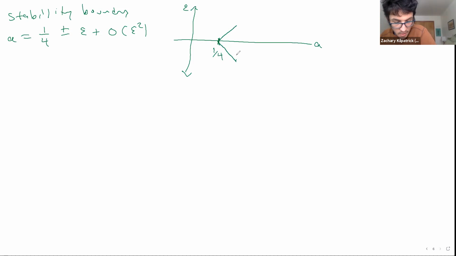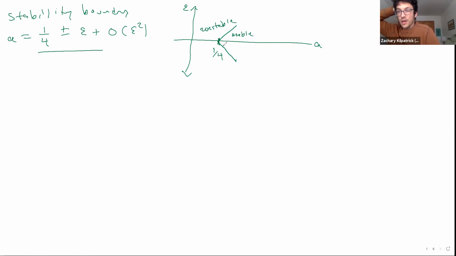Okay. So that means that as long as A is on this side, I'm going to have stable solutions, and I'm going to have unstable solutions over here. Now, I've only done this out to linear order. If I want to see more of the shape of this, I have to go to next order. And you can go many orders higher if you want, okay?